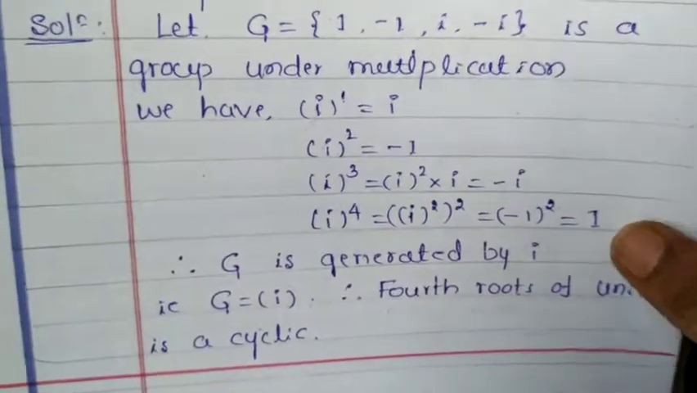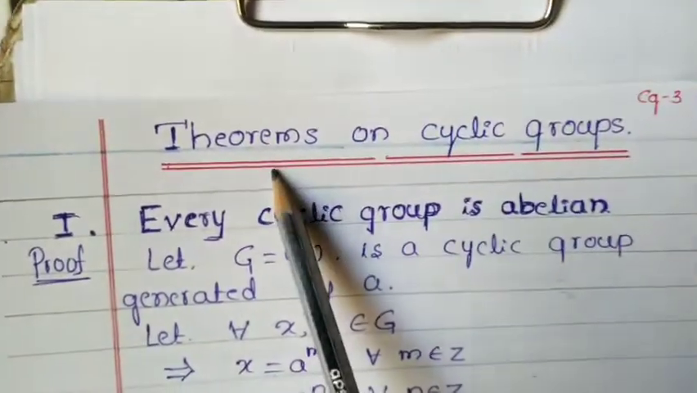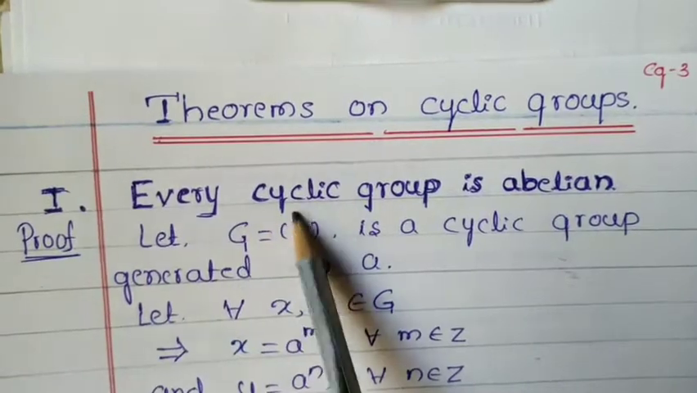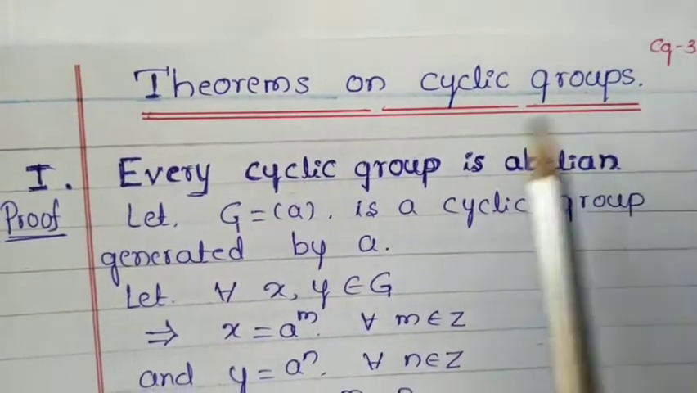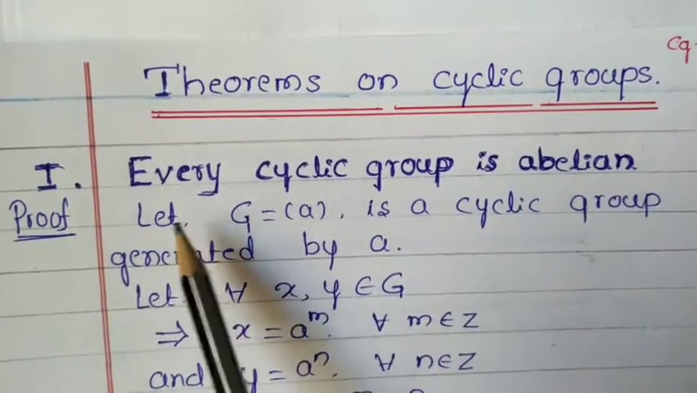Next, let us go for certain theorems on cyclic groups. The first theorem is: every cyclic group is abelian. To prove that every cyclic group is abelian, let us start.